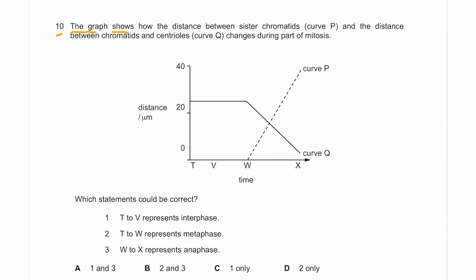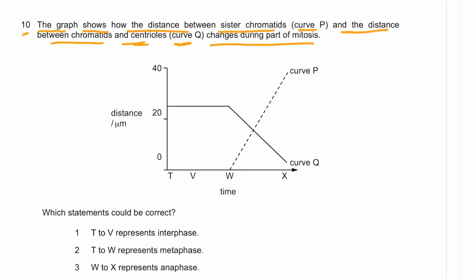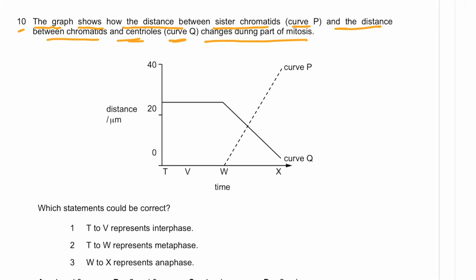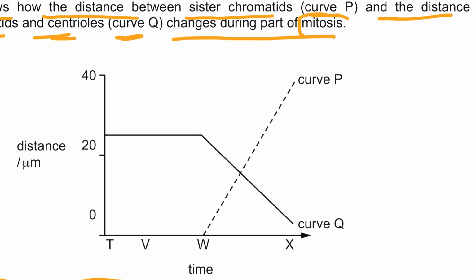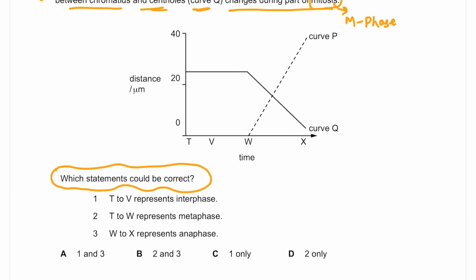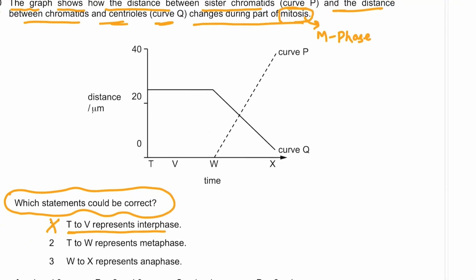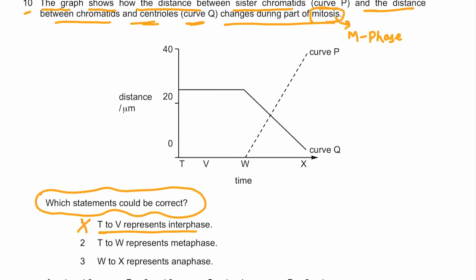The graph shows how the distance between the sister chromatids, curve P, and the distance between chromatids and centrioles, curve Q, changes during part of the mitosis. Guys, we have just discussed another MCQ like this. Which statement could be correct? So guys, they are talking about mitosis. Mitosis is M phase. So they are asking which statement could be correct. T2V represents interphase. No guys, it cannot represent interphase, because they are talking about mitosis, M phase, and interphase is not a part of M phase.